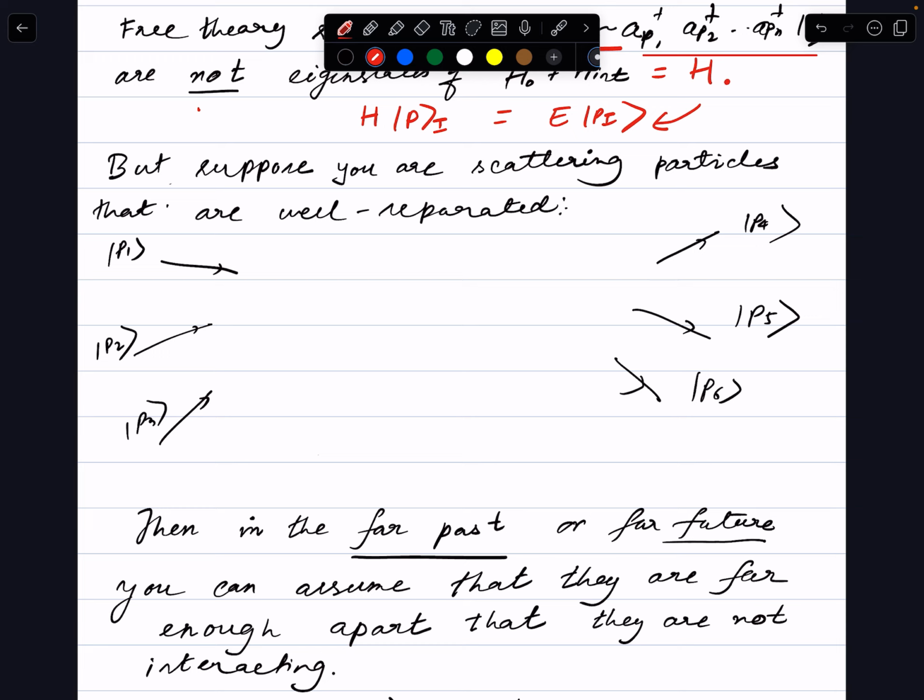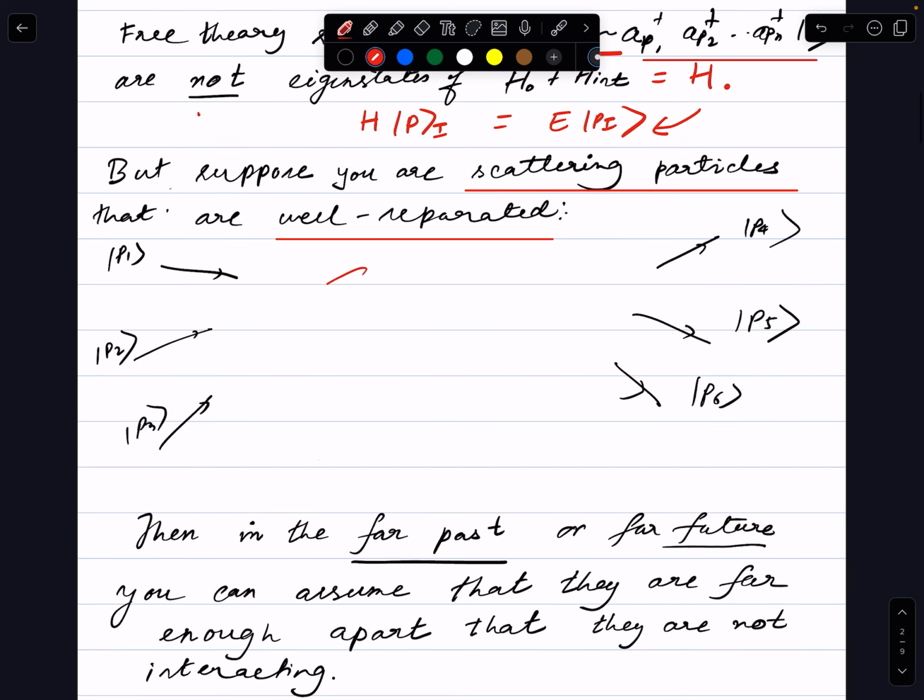So the situation we consider is that initially the scattering particles are well separated. They are far away from each other, and they come together. Suppose I have three particles coming in some three states, and then they scatter, and then they go far away from each other. Whatever is happening here, I am throwing in three particles from far enough away, and I am collecting again well separated particles.